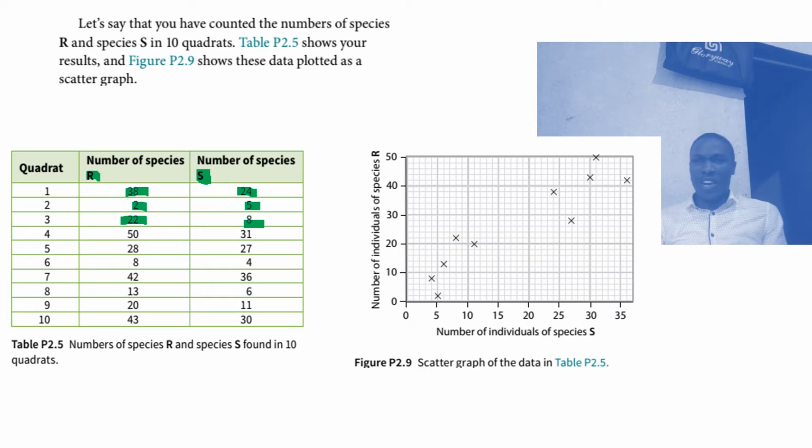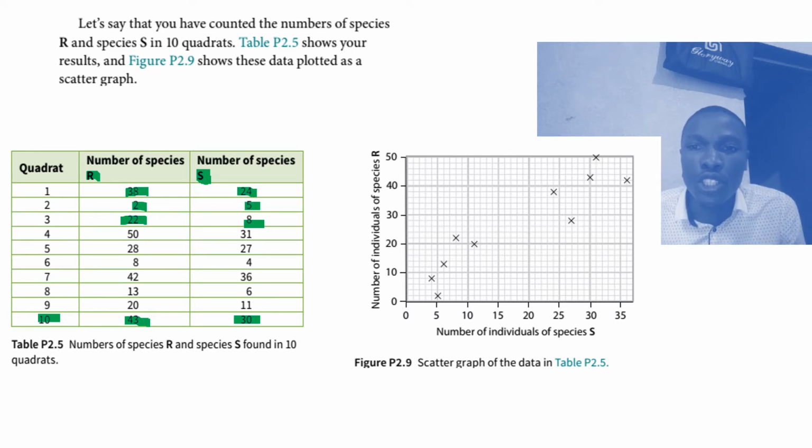So is there a relationship? We really don't know whether there is a relationship. Let's look at the 10th throw. When he threw it the 10th time, he obtained 43 of R and 30 of S. So we as scientists want to know whether there is a relationship, whether there is correlation between the two species in the way they are distributed.